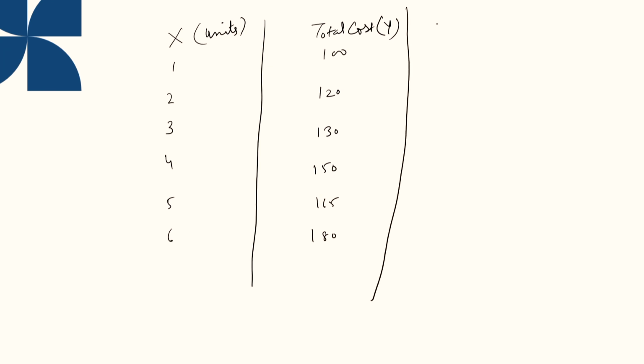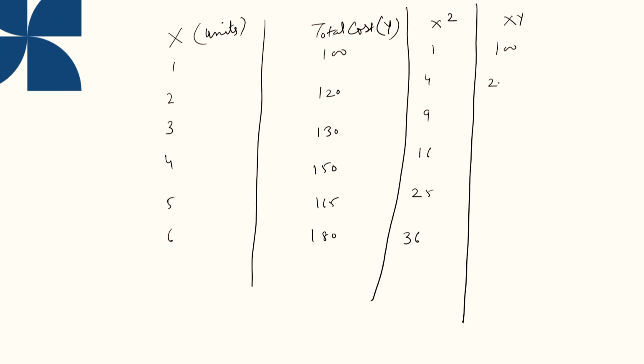In a similar manner, we first compute x square: 1, 4, 9, 16, 25 and 36. Next step is to compute x into y, that is 100, 240, 130 into 3 is 390, 4 into 150 is 600, 5 into 165 is 825, 6 into 180 is equal to 1080.